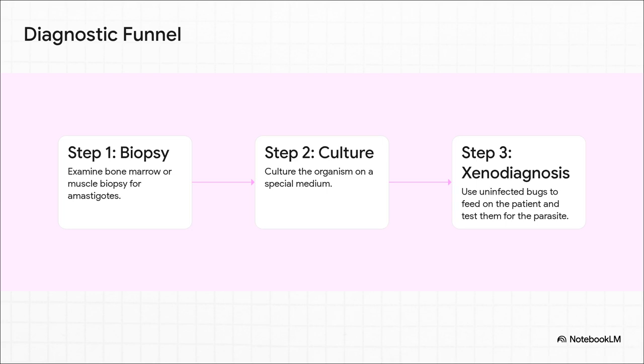But what if the number of parasites in the blood is low and you can't find them? Well, that's when we have to go down this diagnostic funnel. You can go for tissue biopsy, trying to find the amastigotes hiding in the muscle. You can try to culture the organism. And then there's this really fascinating classic method called xenodiagnosis. You literally let clean, uninfected lab bugs bite the patient, and then you dissect the bugs later to see if they picked up the parasite. You're essentially using the vector as a living diagnostic tool.